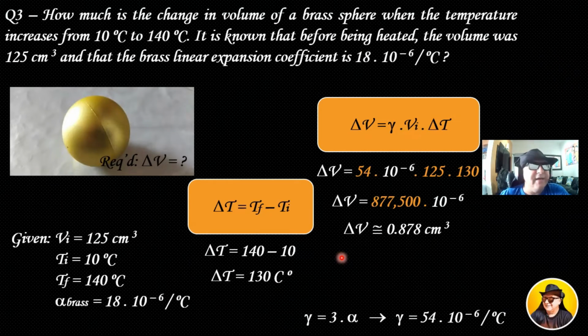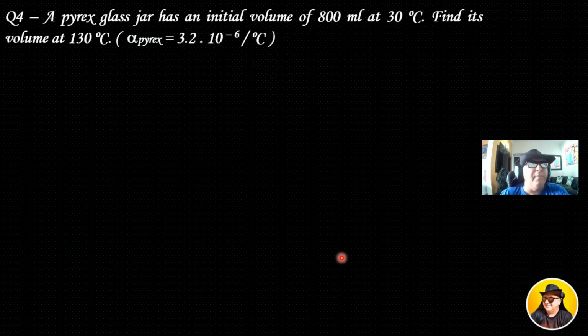So far, so good. Let's see now question number 4, the last one. A Pyrex glass jar has an initial volume of 800 milliliters at 30 degrees Celsius. Find its volume at 130 degrees Celsius. They give us alpha of Pyrex, 3.2 times 10 to minus 6 per degree Celsius.